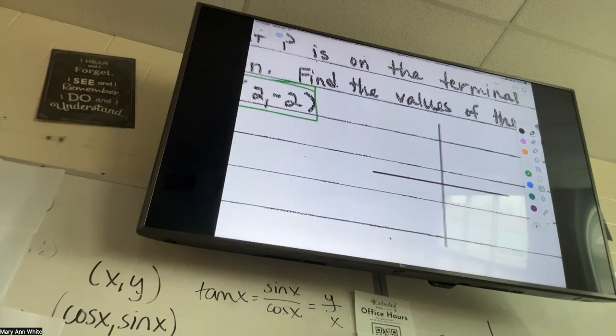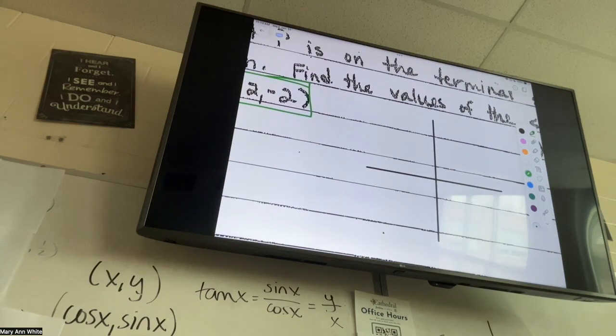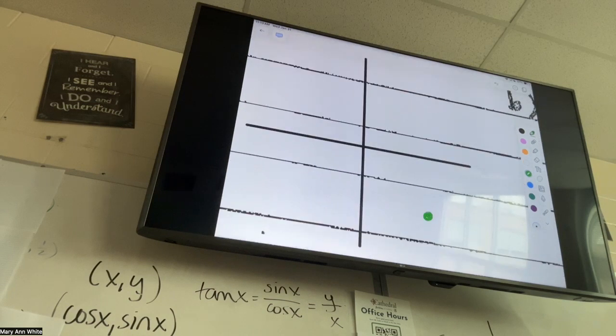What quadrant is (2, -2) going to be in? 4. Good. So I'm going to put a point. I truly don't care where that point is. I don't care how you draw your triangle, as long as we know that this is at the point (2, -2). And I'm going to draw my triangle. Is that right, how I drew my triangle there? No. Why? What's wrong with that? On the y-axis, where does it need to be? On the x-axis. That's good.